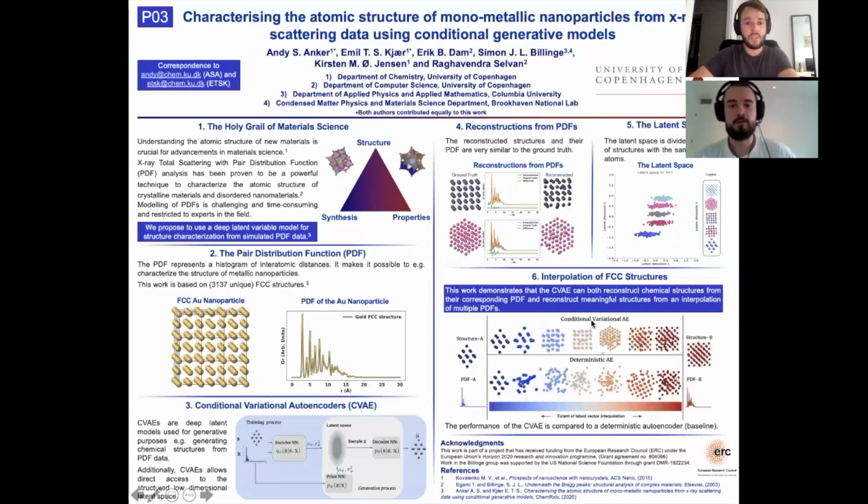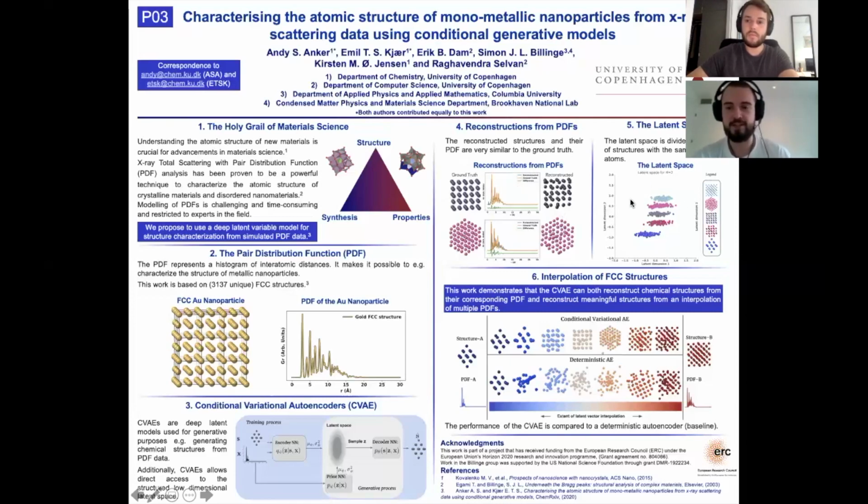In this work, we have used above 3,000 unique FCC structures and the corresponding PDFs, which we have given to a conditional variational autoencoder, whose task is to predict the chemical structure from the PDF. Now to the validation of the model. We tried to reconstruct the structures and their corresponding PDFs, and we can see that they're very similar. So we have the ground truth and the reconstruction, and here we compare the PDFs, and we see a slight change in the atom positions, but otherwise it looks quite promising.